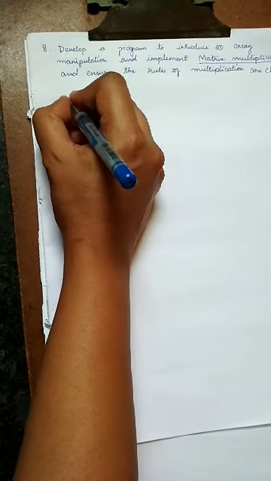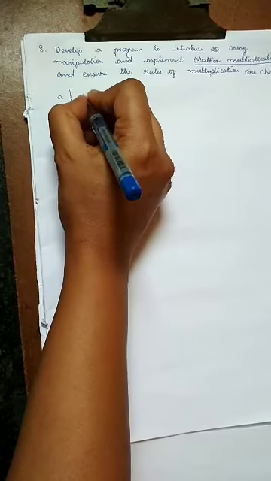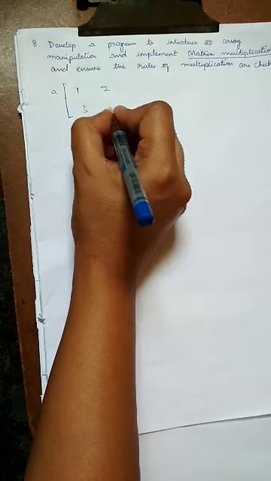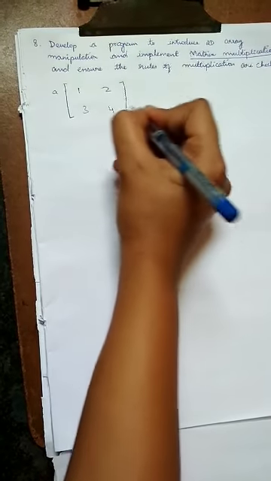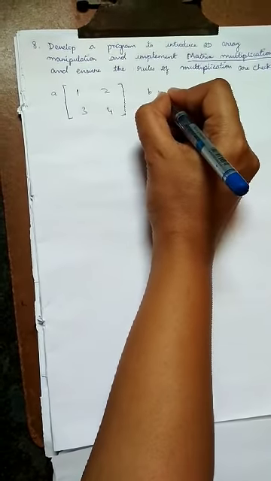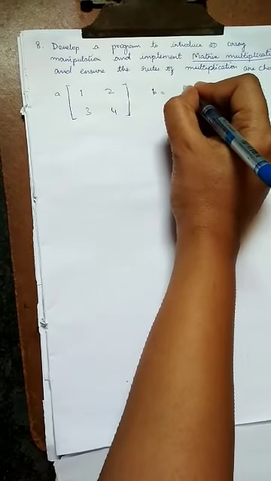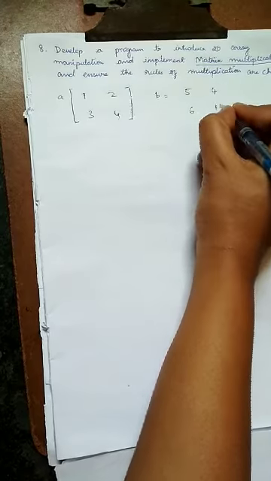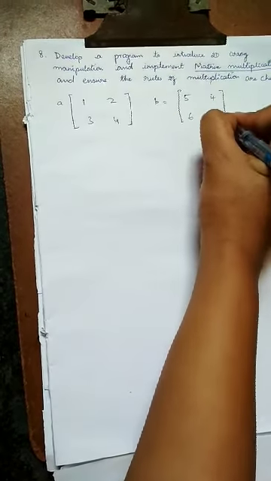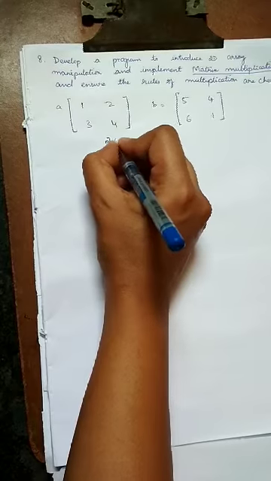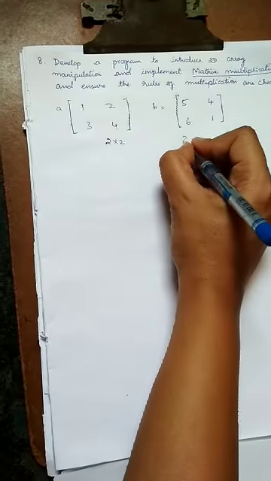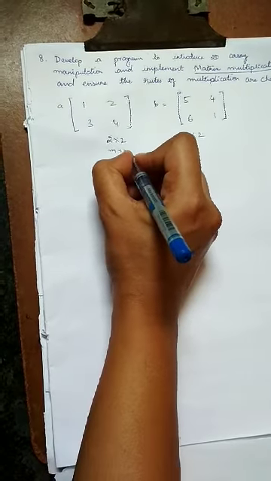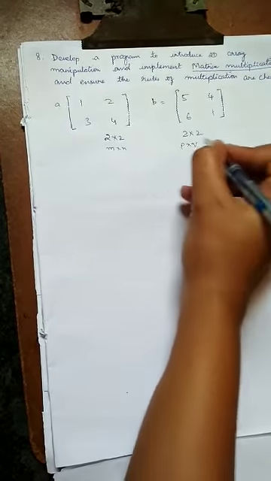So let us take an example. A is a matrix. It can contain some elements like 1, 2, 3 and 4. Then let B contain some elements like 5, 4, 6, 1. Okay. So what is the order of this matrix? 2 cross 2. What is the order of this matrix? 2 cross 2. So let me say that M cross N and then P cross Q is the order.